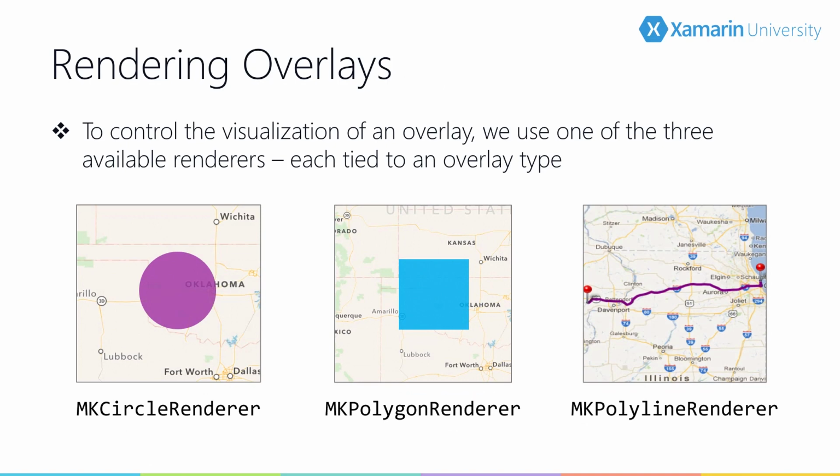Overlays are displayed using two interrelated classes. The first we've already seen, which is the MKOverlay that describes the data. You can think of this as the model. And that's what's added to the MKMapView. The second, though, is a renderer, which describes how the overlay should be drawn. There's a specific renderer for each of the three overlay types: MKCircleRenderer, MKPolygonRenderer, and MKPolylineRenderer.